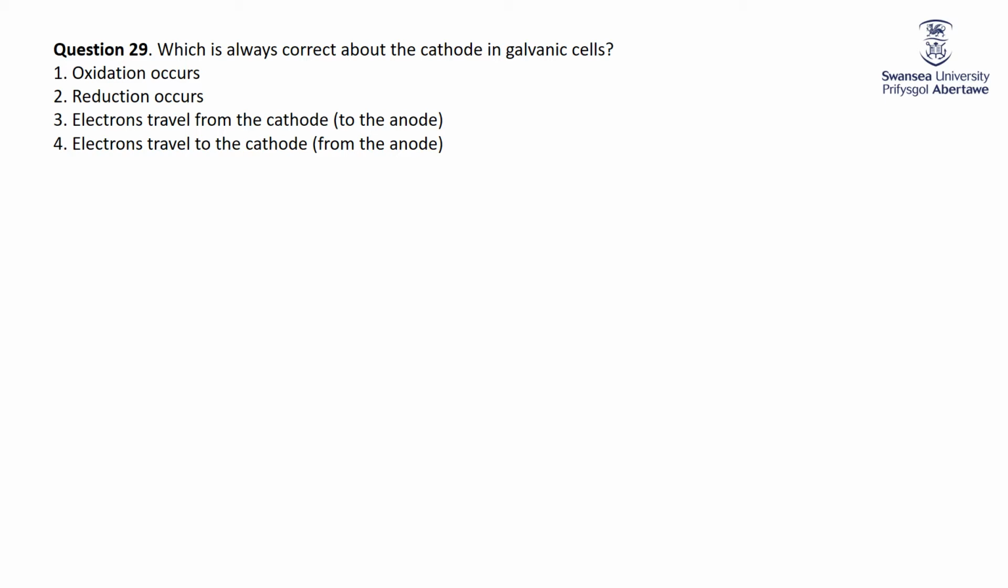Which is always correct about the cathode in galvanic cells? Well, by now I hope you know that the cathode is where reduction occurs, and electrons are going to travel to the cathode from the anode, because the cathode is gaining electrons, because it's a reduction, it needs those electrons. Where does it get the electrons from? From the oxidation, which takes place at the anode. So statements 2 and 4 are correct about the cathode. Statement 1 is true of an anode, and statement 3 you could sort of say is true of an electrolytic cell, but really not. So 3 is totally bogus, 2 and 4 are cathodes, and 1 is anodes.